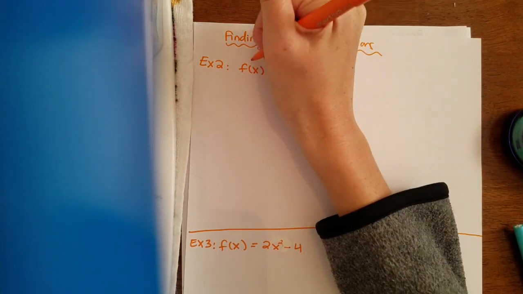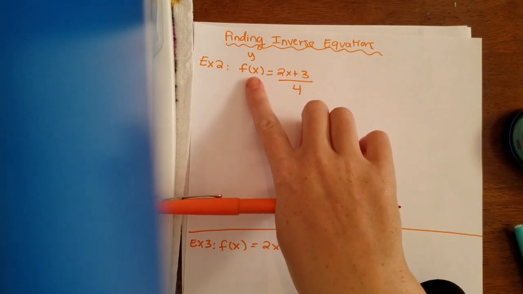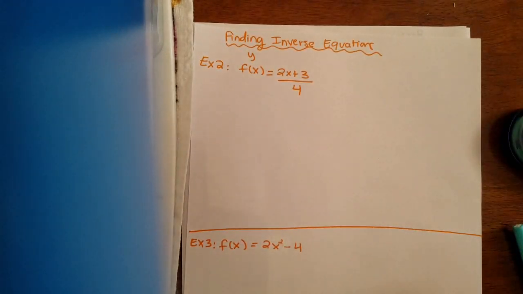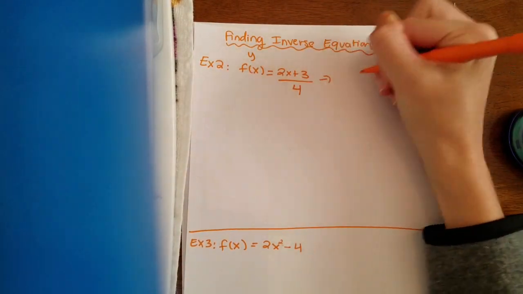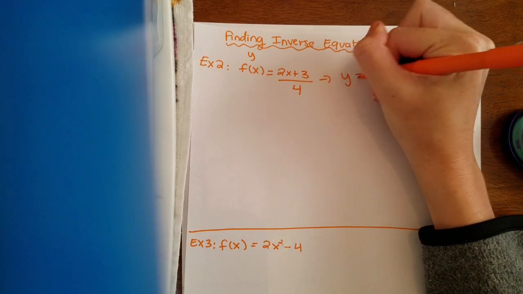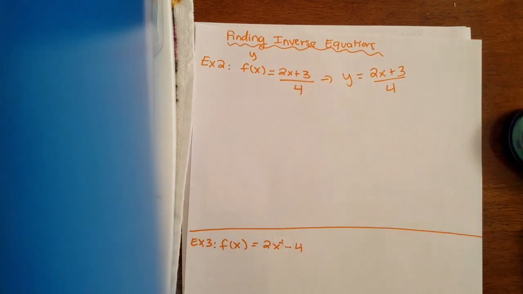Okay, so f of x is the same thing as a y. I technically could put a y there, and this will make sense in a little bit. So I'm going to replace my f of x with a y. So it's going to be y equals 2x plus 3 over 4.